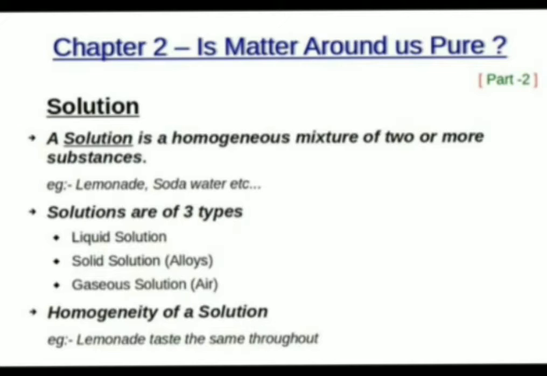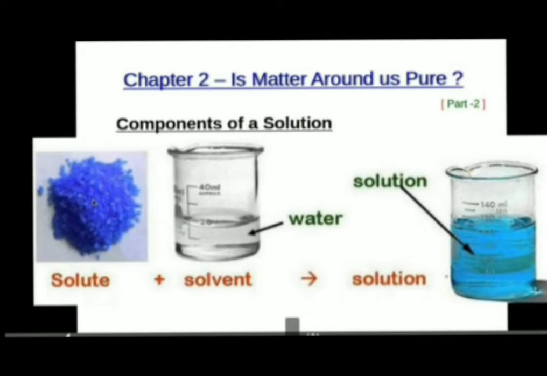Lemonade is lemon juice. And the solutions are divided into three types: liquid solution, solid solution, gaseous solution. Liquid solution example is soda water, solid solution example is alloys, and gaseous solution example is air. And then we want to know about the components of a solution. There are two components for a solution, solute and solvent.